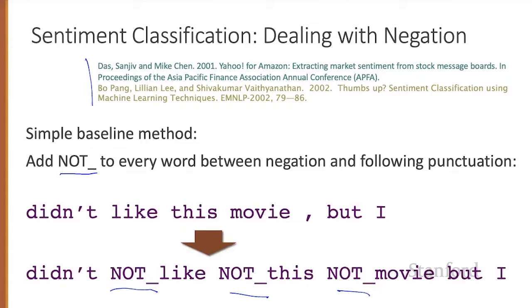And what we've basically done is we've doubled our vocabulary size. We've added a NOT_like and a NOT_this and a NOT_movie token to our vocabulary. And now the NOT_like token is going to be a great cue for a negative movie review.